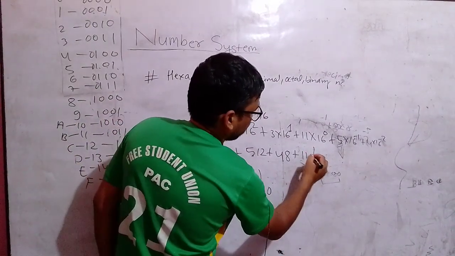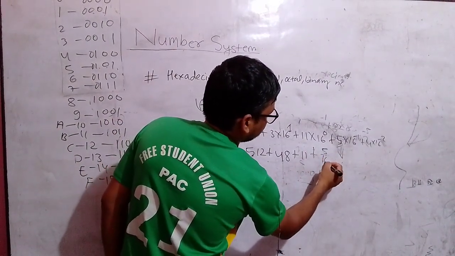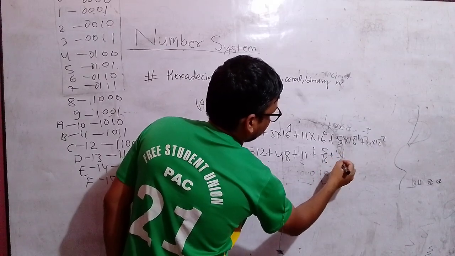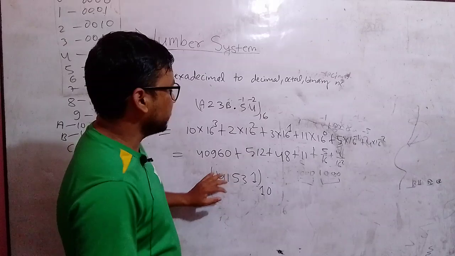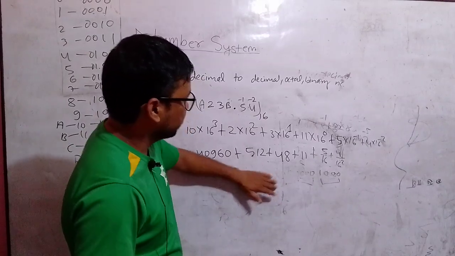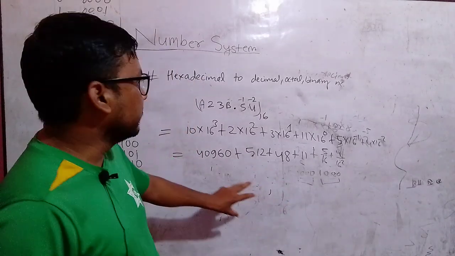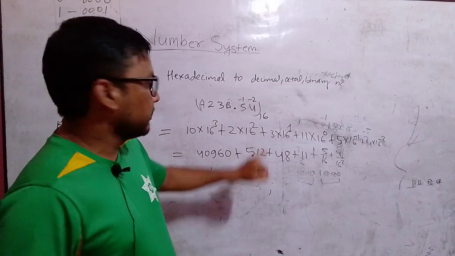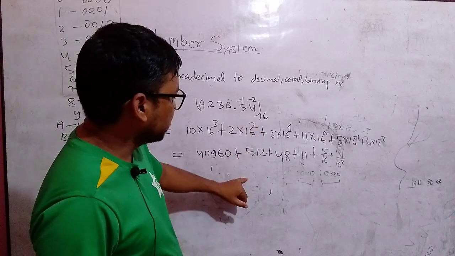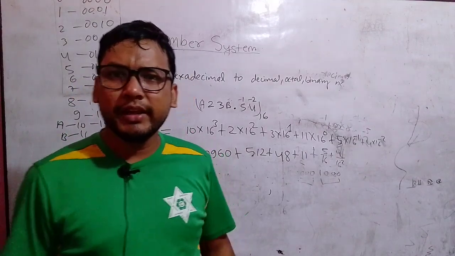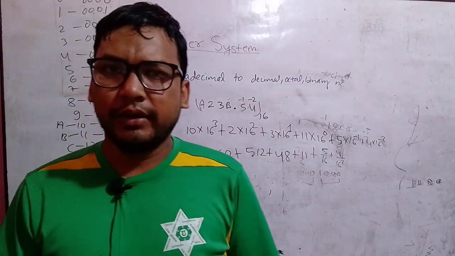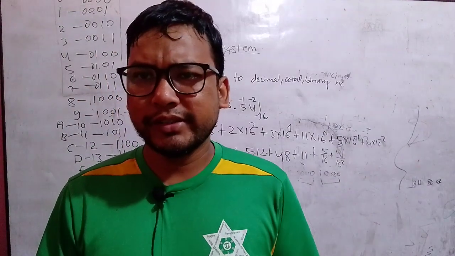Now it gives 5 by 16 plus 4 by 16 to the square. After evaluating these expressions, we will get the decimal equivalent of this fractional number. In this way we can convert any hexadecimal number into the decimal number system. So we use the same procedure.